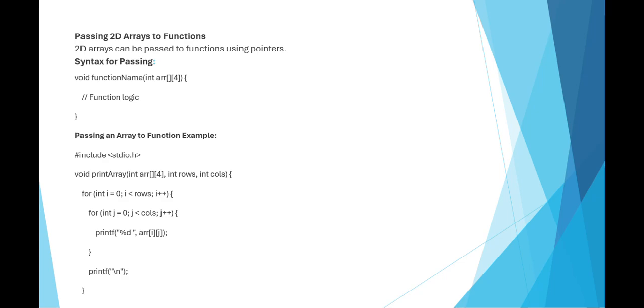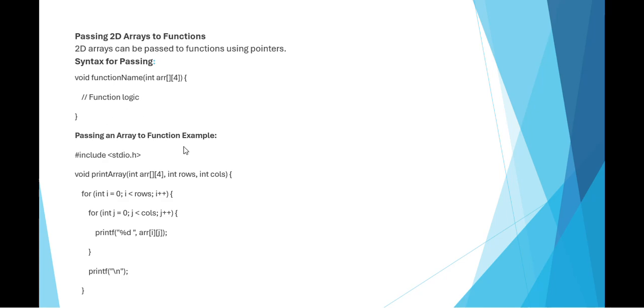Then passing two-dimensional arrays to a function. How do we pass arrays to functions? Two-dimensional arrays can be passed to functions using pointers. Syntax of passing using pointers: void function name, int is the data type, array name, and within the function we pass the data type and array values. This is the function logic.